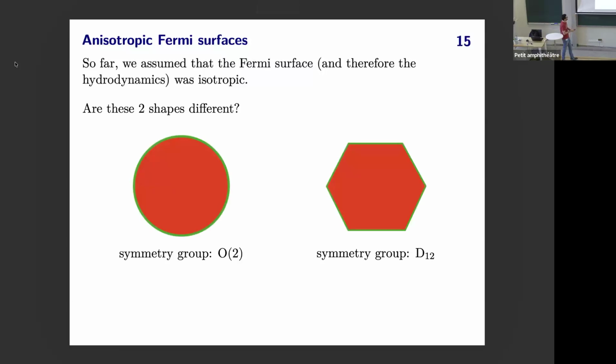But then one can ask a kind of childish question: are these shapes different? Obviously, the answer is yes. If these are the Fermi surfaces of two different Fermi liquids, can we tell them apart in transport? And in our context, would the symmetries of these two Fermi surfaces being different change the hydrodynamics of these electron liquids?